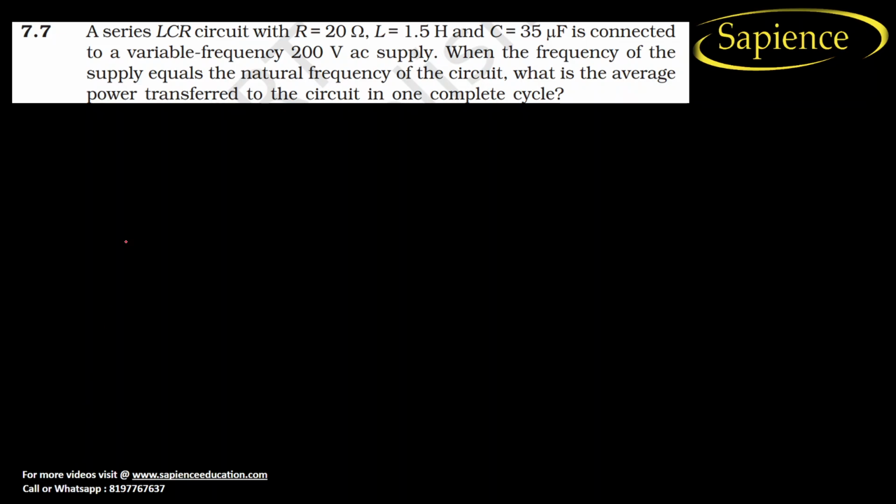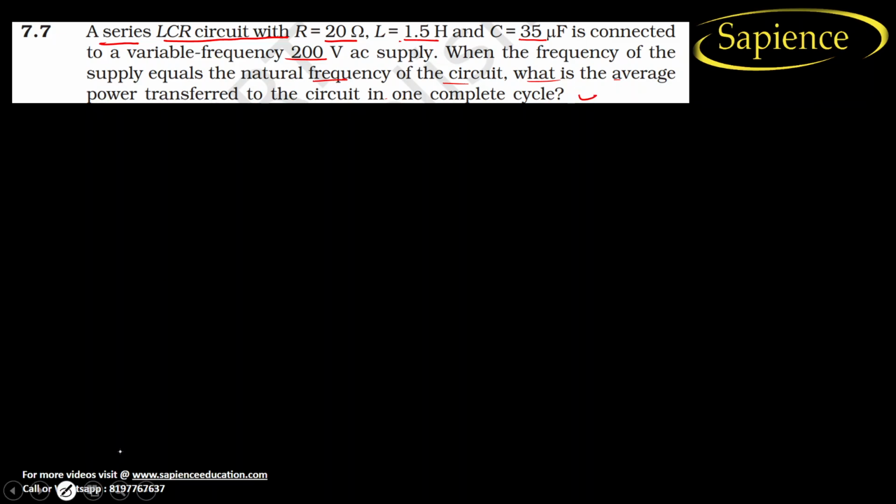Read the question carefully first of all. A series LCR circuit with R equal to 20 ohm, L that is inductance equal to 1.5 Henry, and capacitance equal to 35 microfarad is connected to a variable frequency 200 volt supply. When the frequency of the supply is equal to the natural frequency of the circuit, what is the average power transferred to the circuit in one complete cycle?